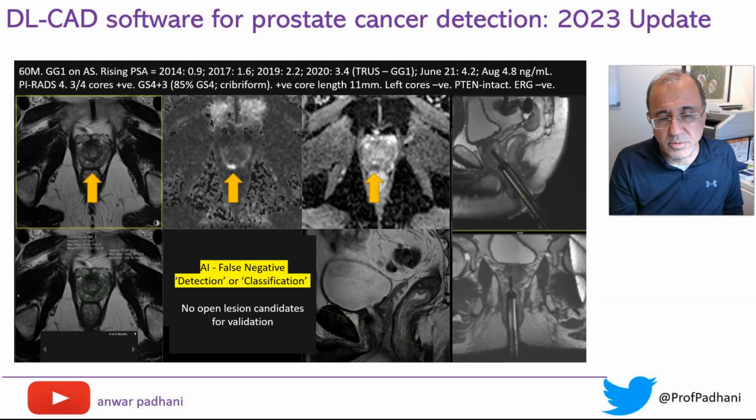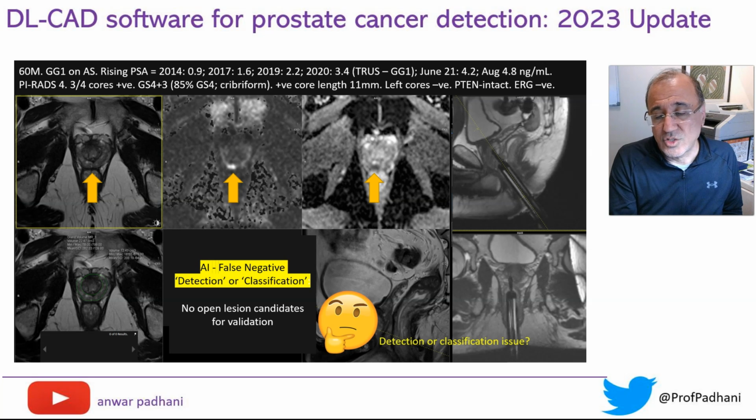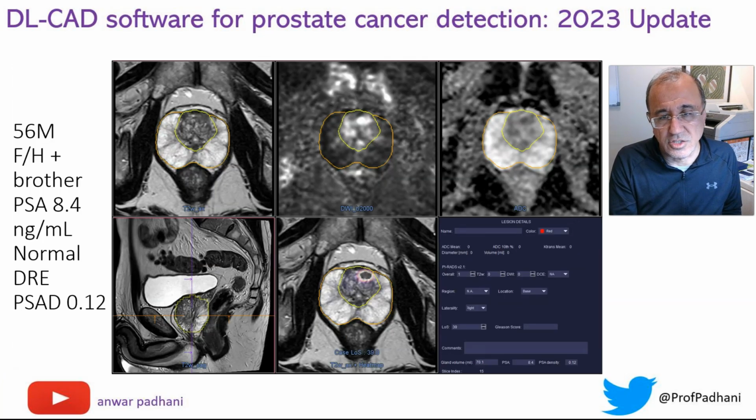So here, for example, is a software that does not identify that lesion. Now, is this a detection issue or is this a classification issue? Well, this software is not very helpful because it doesn't tell you either way. So you can't say whether this is a detection issue or a classification issue. This is a very different patient on a different piece of software.